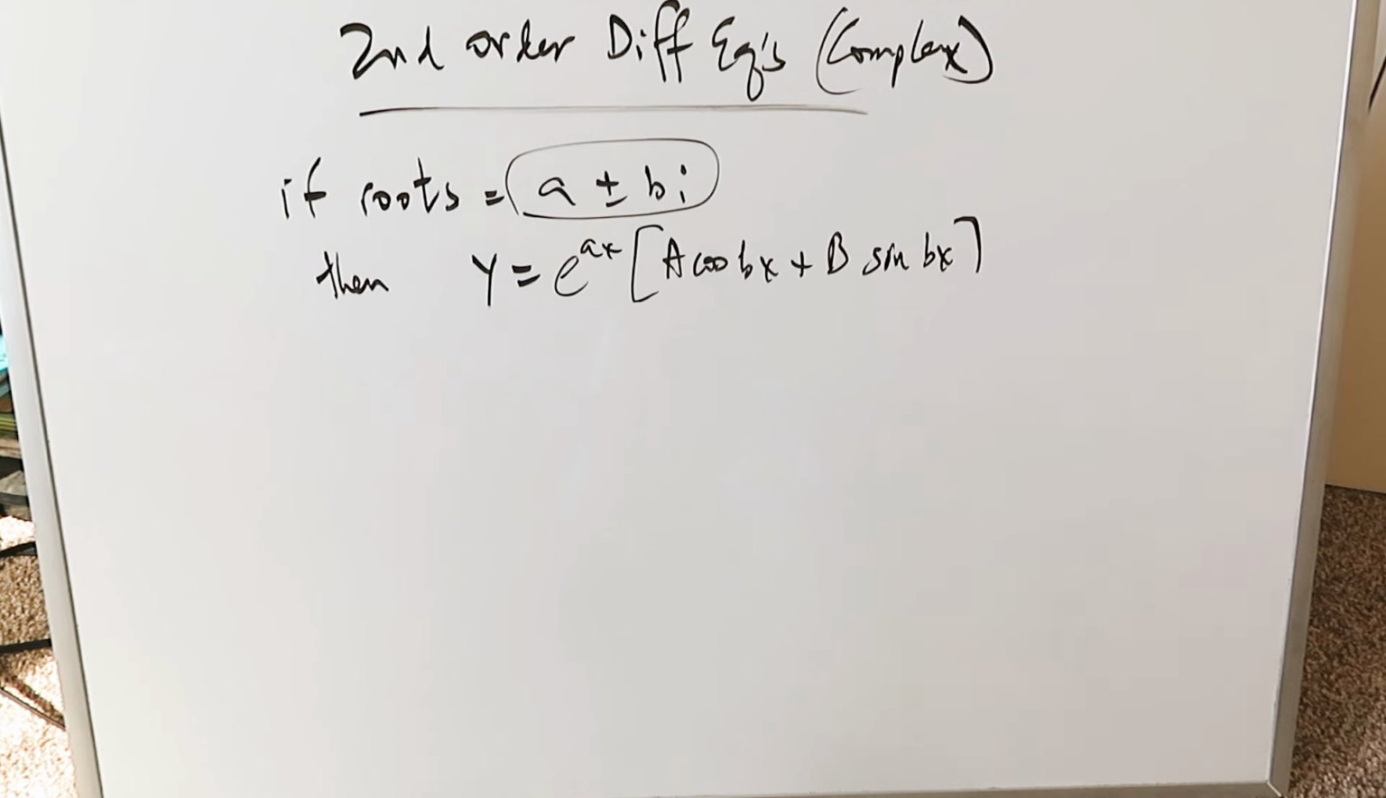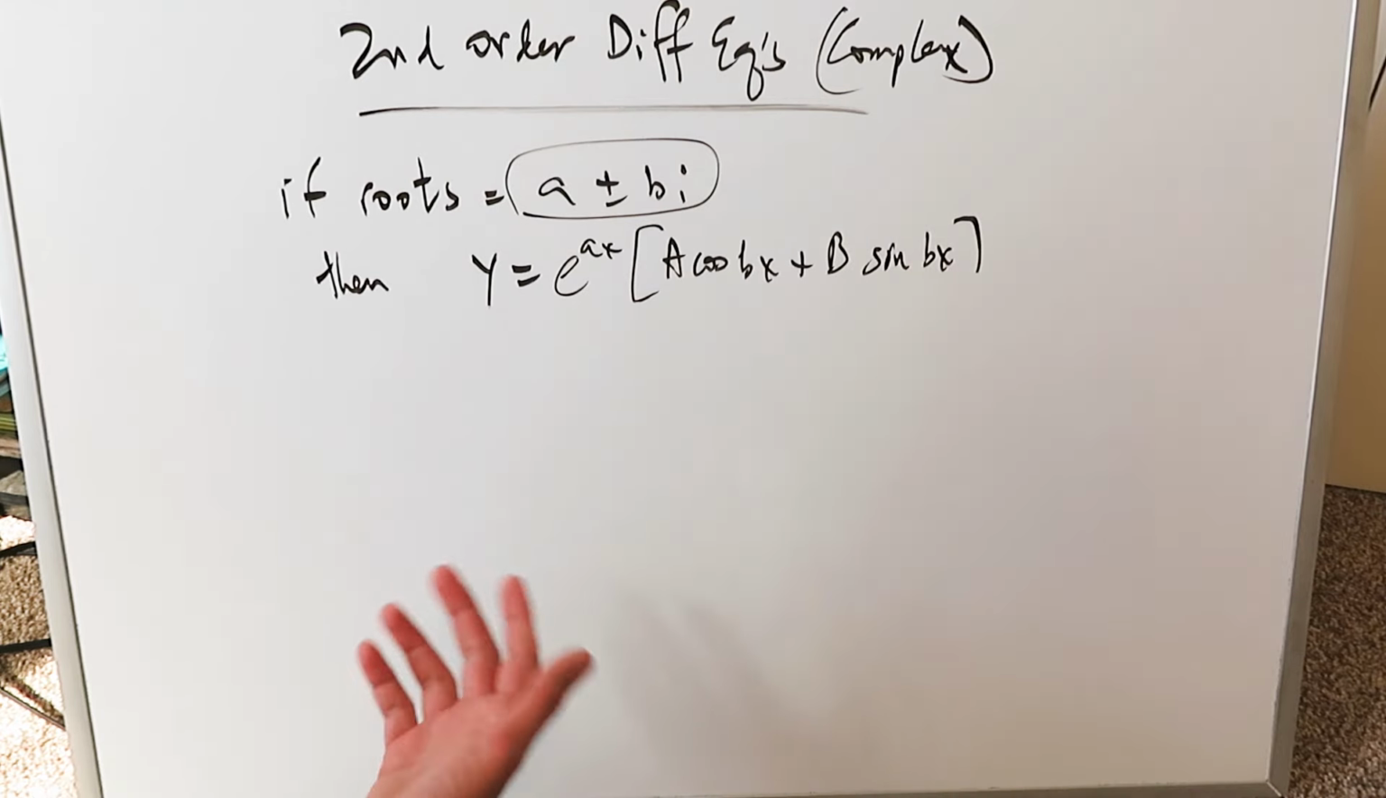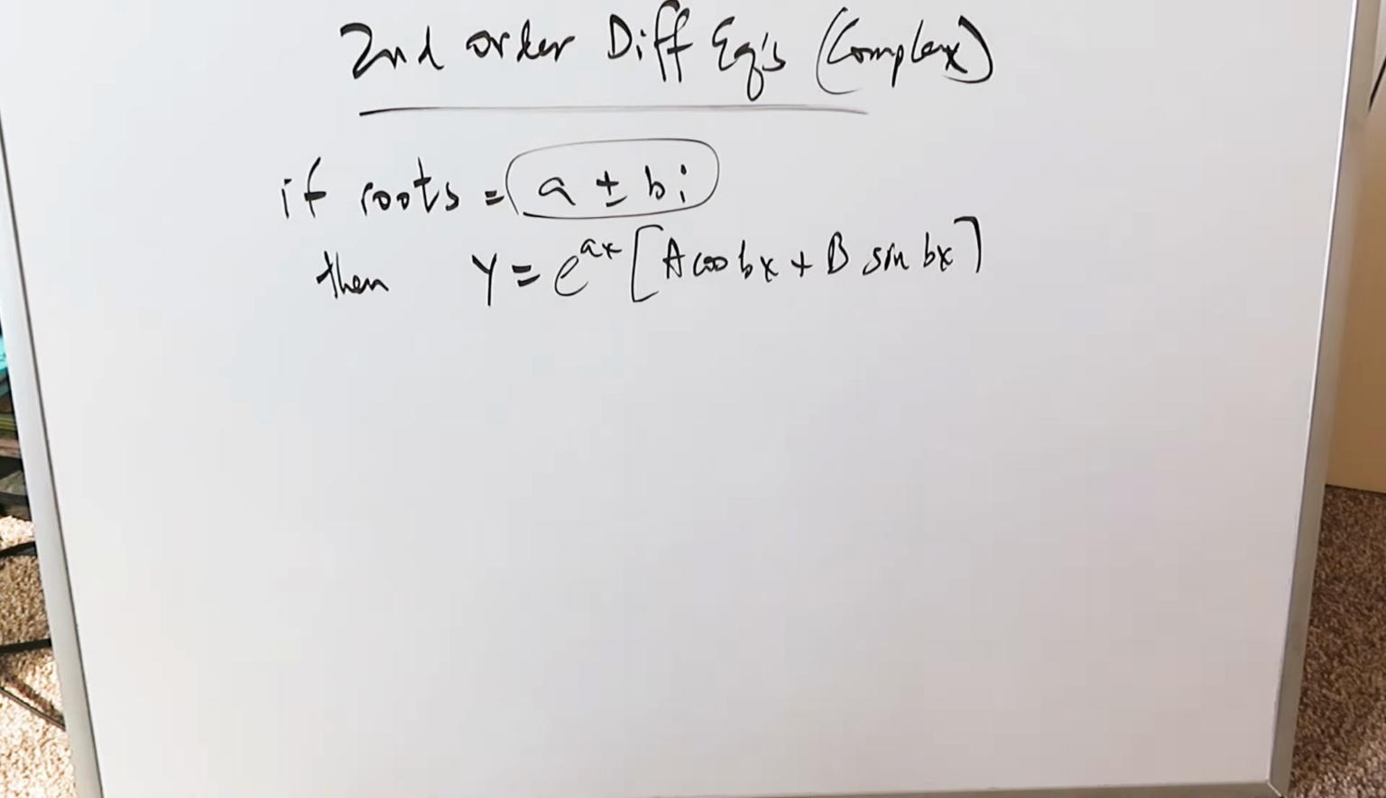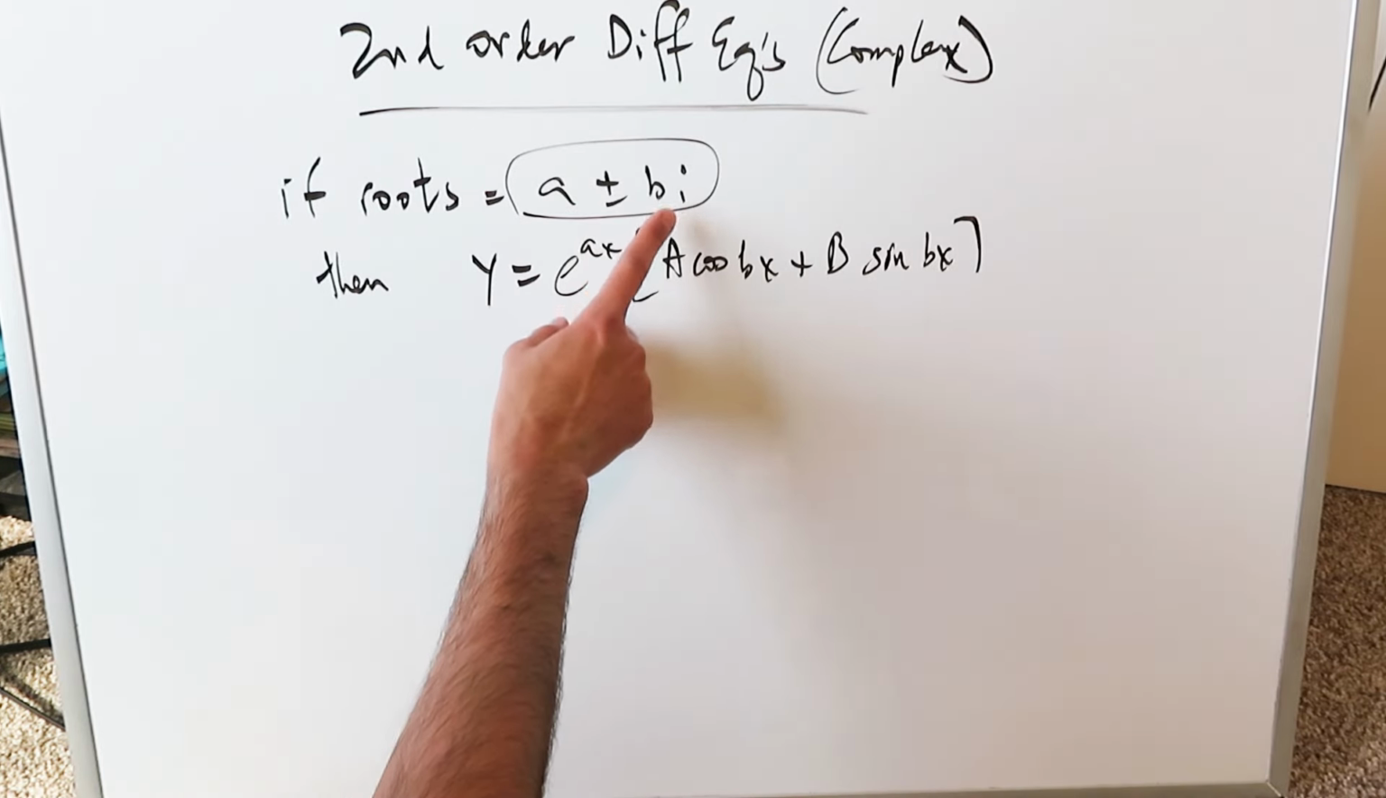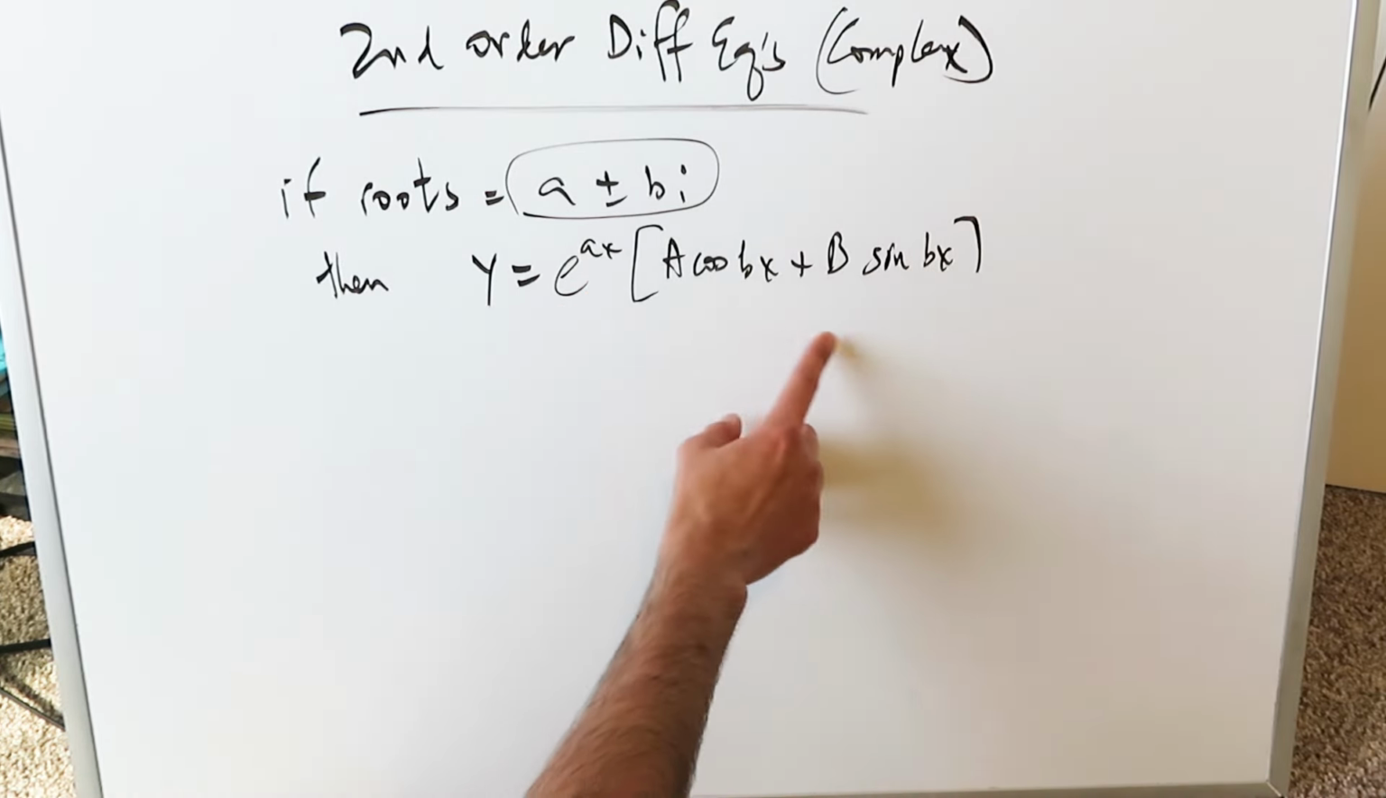Welcome, all, to this video where we are continuing with the topic of solving second order differential equations, linear and homogeneous, where complex conjugate roots arise. They would look like a plus minus bi. Then our solution would take this form.